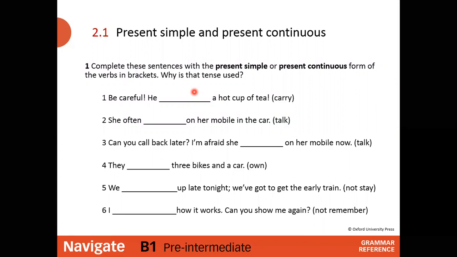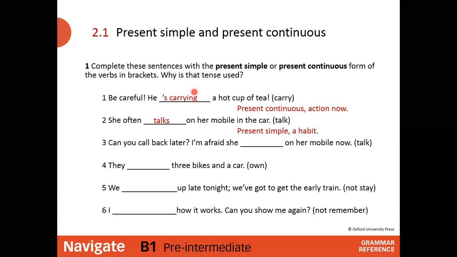Okay, once you have finished, now you can see the answers. Be careful. He's carrying a hot cup of tea. So it's continuous. Why? Because it's an action now. You're telling it now. Next, she often talks on her mobile in the car. So this is present simple. This is habit. This is her habit.